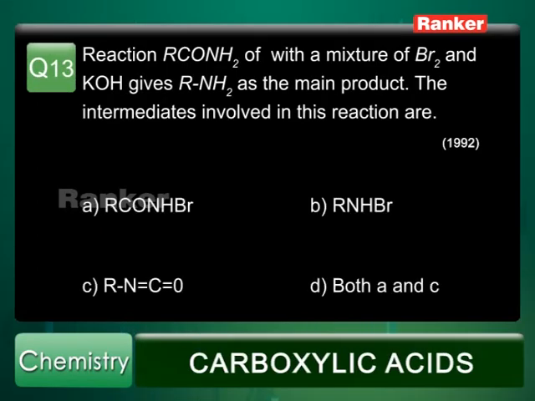The question is, reaction of RCONH2, an amide, with a mixture of bromine and KOH gives RNH2 as the main product. The intermediates involved in the reaction are: option A is RCONHBr, that is brominated amide; B is RNHBr, that is brominated amine; C is an isocyanate, RNCO; and D is both A and C. So it is a single answer, therefore only one of them you have to choose. We will see first what the reaction actually is.